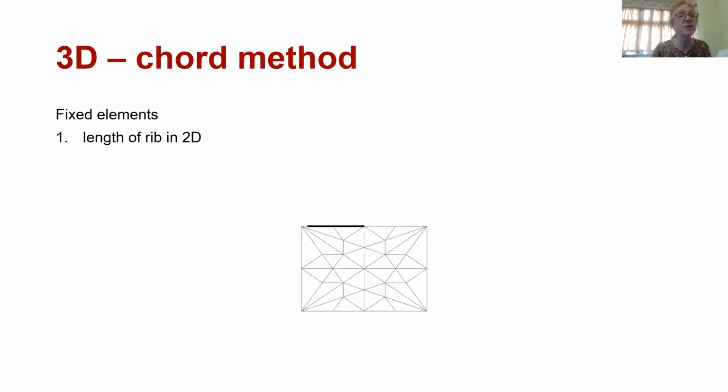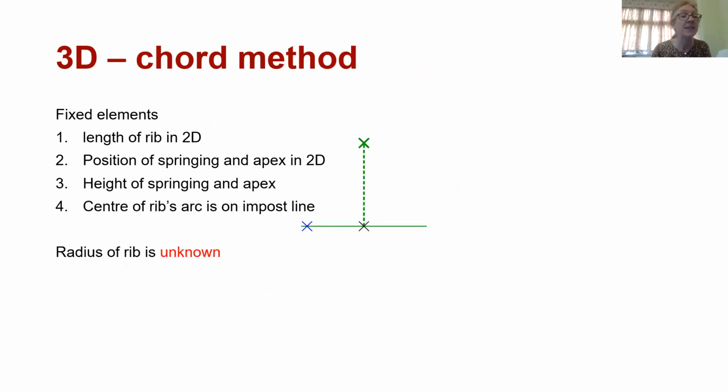For the transverse ribs, therefore, the known elements are as follows: the length of the rib in 2 dimensions on the plan, the location on the plan of the springing and the apex, the height of the apex. And we've also identified from our research that medieval designers preferred, where possible, to locate the centre of the rib's curvature on the impost line, such that this often became a fixed point, and it is for the transverse arches at Nantwich. In this scenario, then, the unknown element is the radius of the rib.